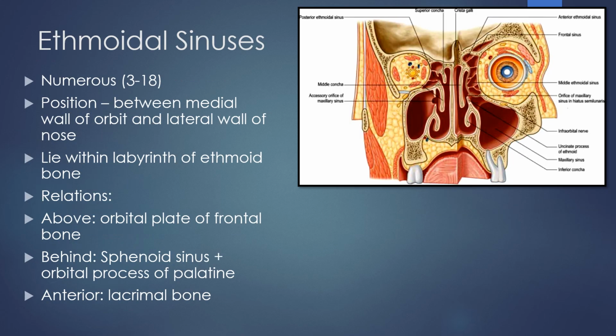Next sinus is the ethmoidal sinus. These are numerous. The position is between the medial wall of orbit and lateral wall of the nose. They lie within the labyrinth of ethmoid bone. Relations are above it extends into the orbital plate of the frontal bone. Behind it is related to the sphenoid sinus and orbital process of palatine bone, and anteriorly it is related to the lacrimal bone.